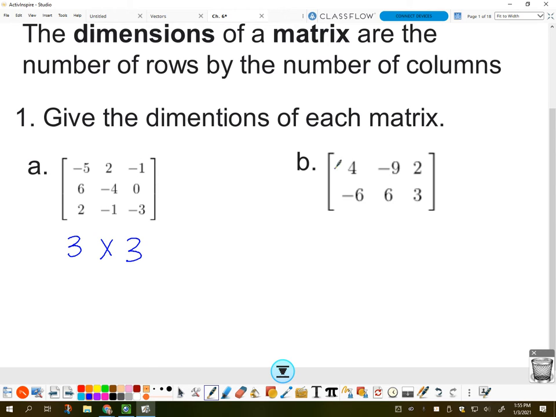For this next one, how many rows? So 2. And how many columns? 3. Alright, people get confused about rows and columns, and sometimes I have to stop and think really hard. So remember that rows is how many across, and columns is how many standing up and down.